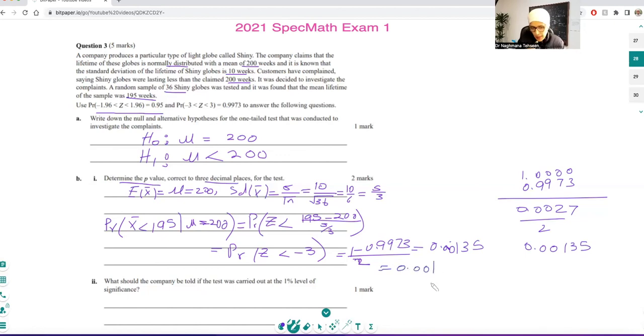0.001. Okay. What should the company be told if the test was carried out at the 1% level of significance? So 1% is the same as 0.01, right? So that means the p-value is 0.001, which is less than 0.01. So there is strong evidence that we reject H naught. So reject the null hypothesis.